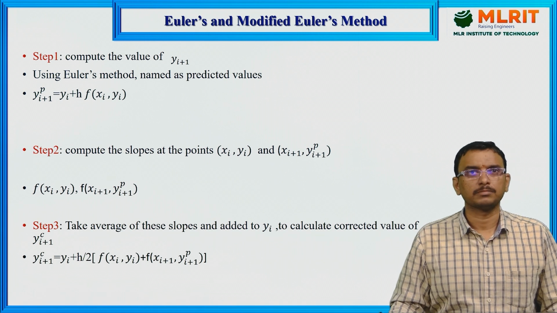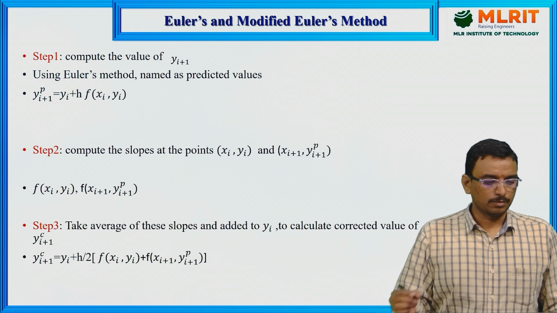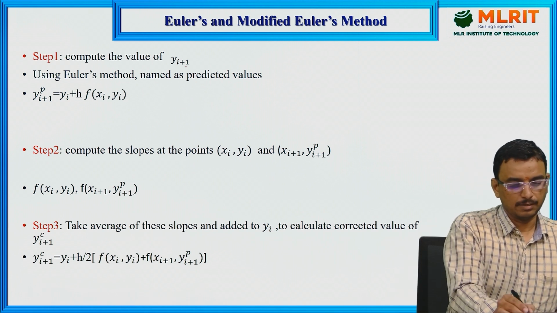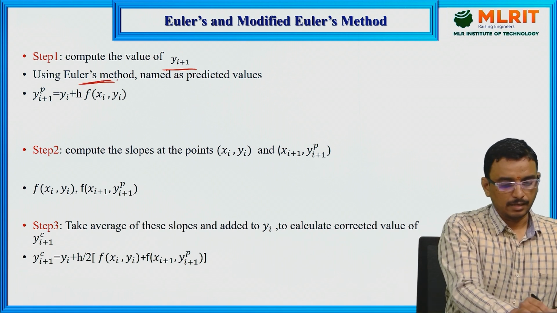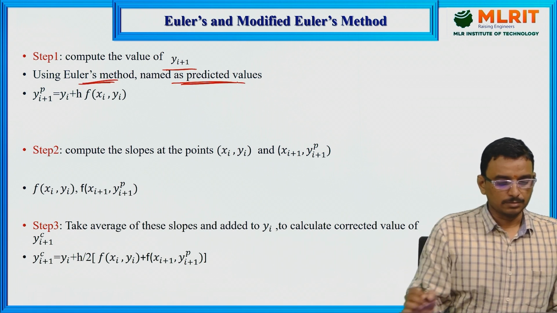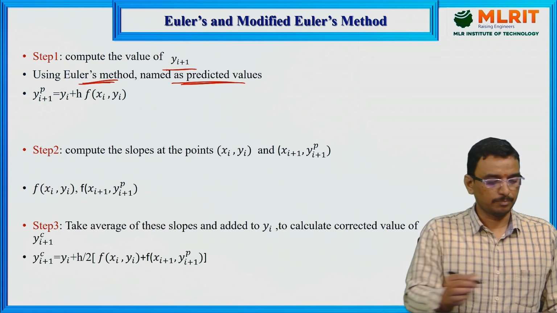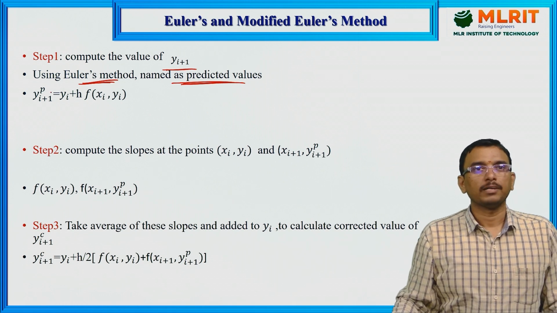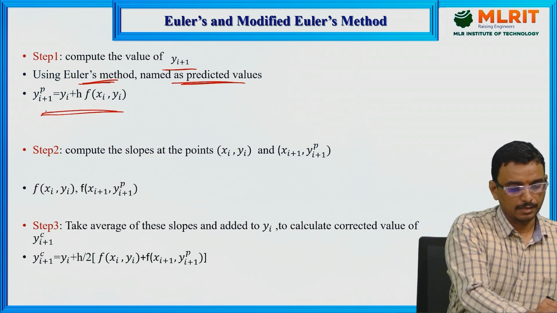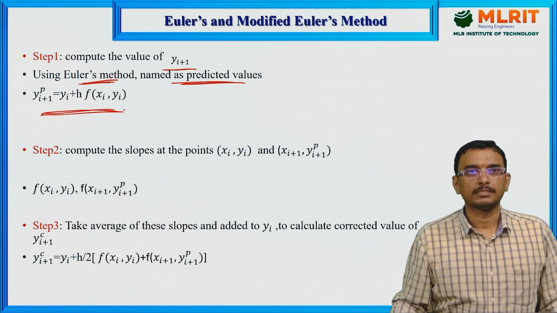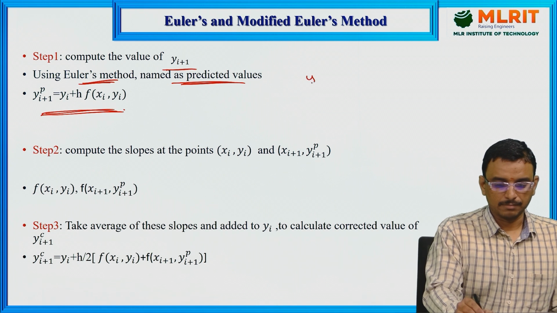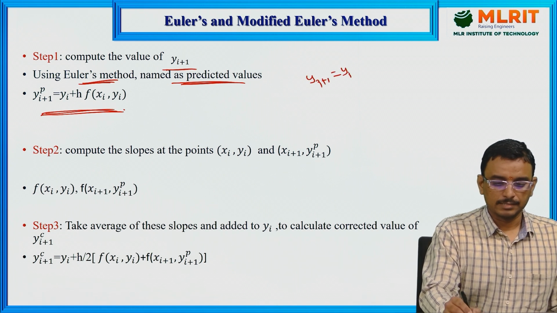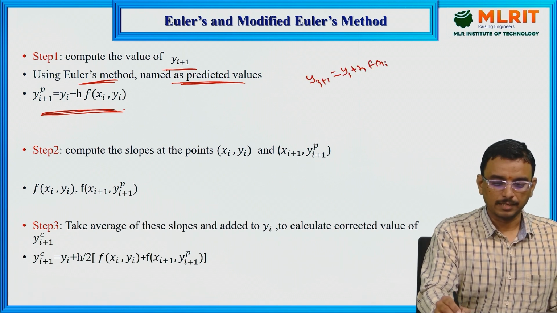Now there are three steps to compute using the modified Euler's method. Step one is to compute the value of yi plus 1 using Euler's method, which is also named the predicted value. So this yi plus 1 of p, the predicted value, is equal to yi plus h into f of xi comma yi. We have already seen this formula of Euler's method just now.